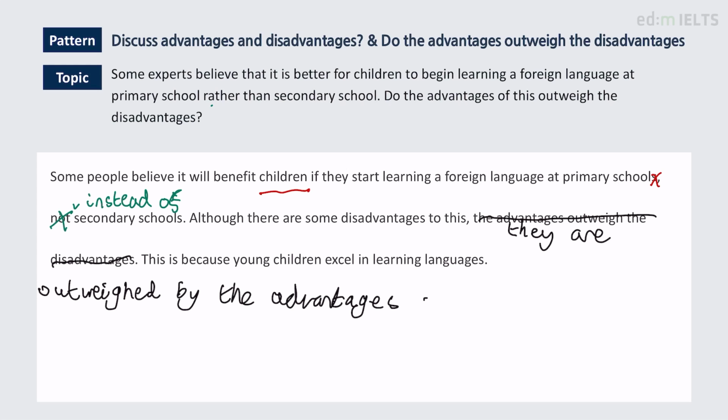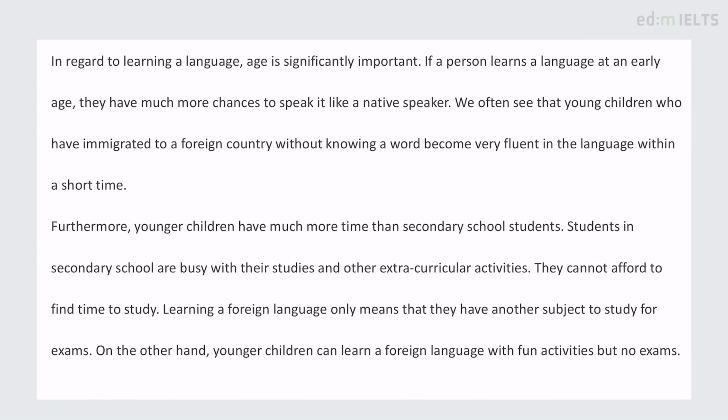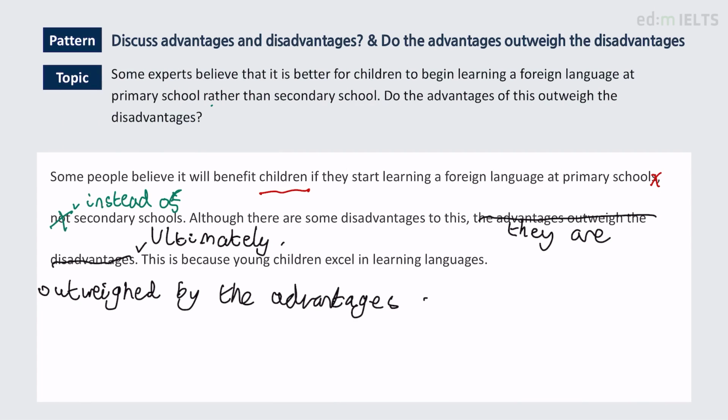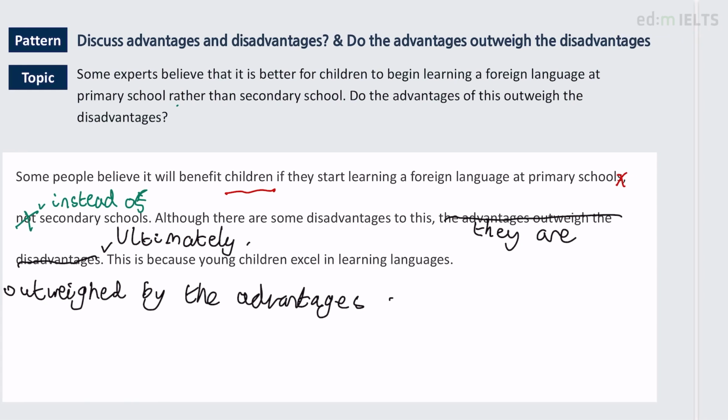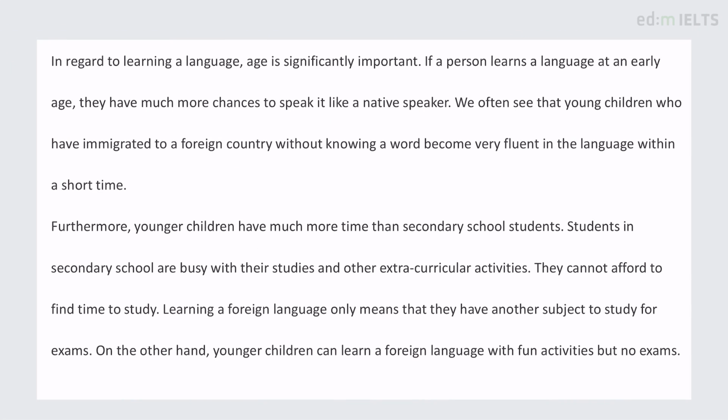You're going to say why briefly in the introduction. That's a good idea, but I'll just make it a bit smoother by saying ultimately. So to keep going, ultimately this is because young children tend to excel in learning languages, particularly relative to the rate at which adults tend to learn new languages. So it's a bit limited, but it's very clear. I'm happy enough with this introduction.